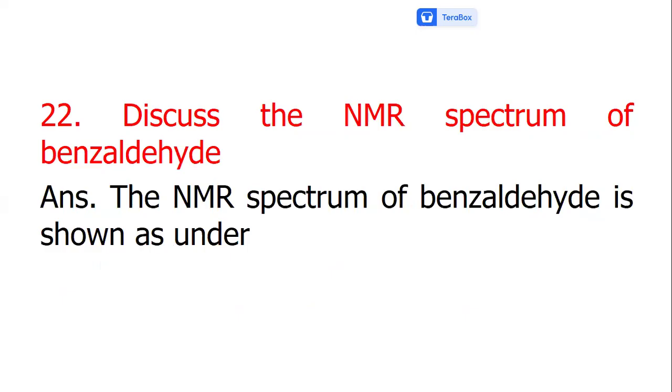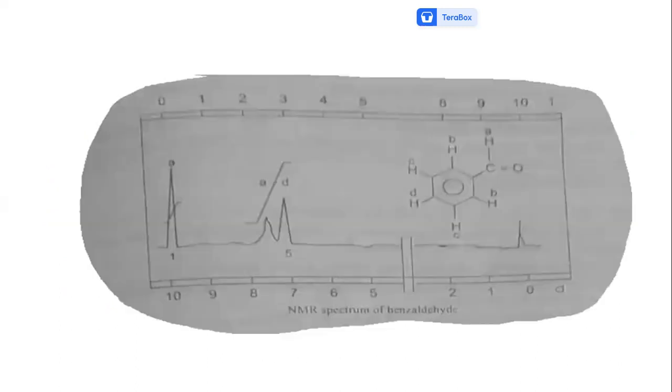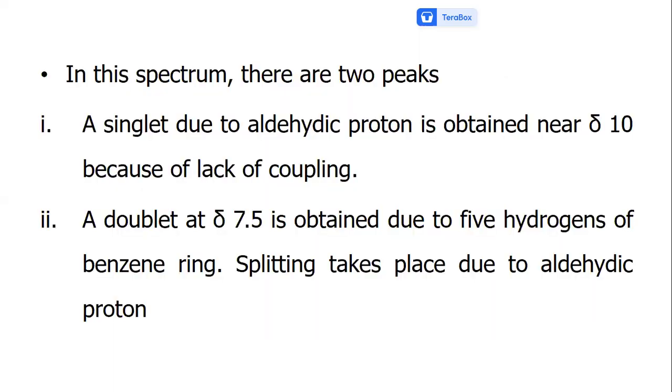Discuss the NMR spectrum of benzaldehyde. The NMR spectrum of benzaldehyde is shown under. Benzaldehyde, C6H5CHO, 2 peaks. In the spectrum, there are 2 peaks. A singlet due to the aldehyde proton is obtained at delta 10 because of lack of coupling. A doublet at 7.5 is obtained for the 5 hydrogens of the benzene ring. Splitting takes place due to the aldehydic proton.